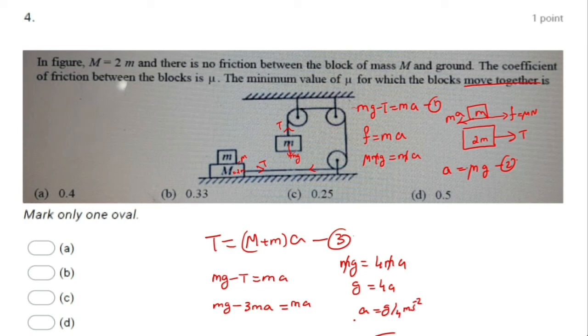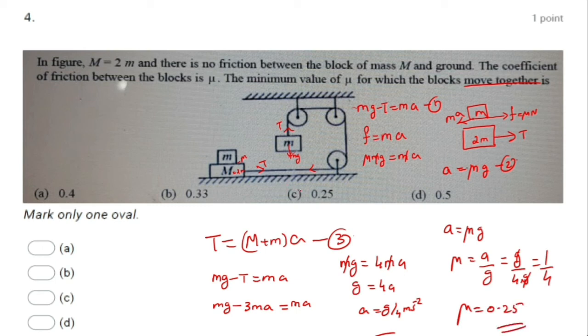Now what we have to calculate? Mu, right? Just use any one of the equation. We can use the equation number 2. What is equation number 2? a is equal to mu g. Substitute here, mu is equal to a by g. What is the a here? a is equal to g by 4 divided by g. g cancel. That is equal to 1 by 4. So mu is equal to 0.25.